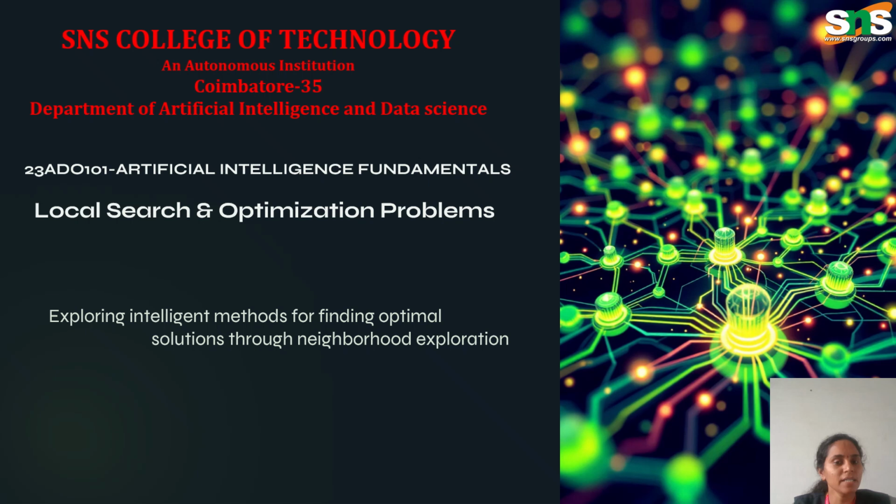So begin with the big idea. In AI, we often deal with problems where we must find the best or optimal solution among many possibilities. Examples: find the fastest route, lowest cost plan, or most efficient schedule. Local search is one of the simplest yet most powerful techniques to do that. Unlike algorithms that explore all possibilities like BFS or DFS, local search looks only around the current position and moves step by step towards a better solution.